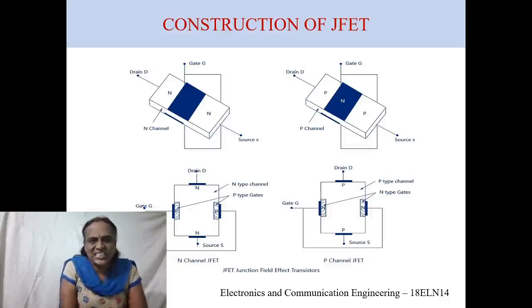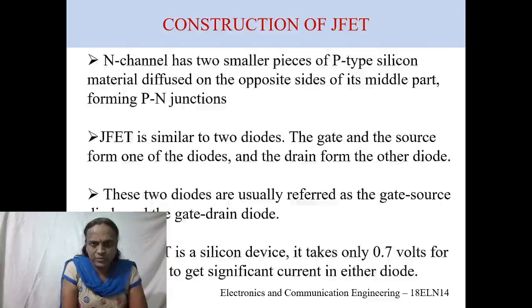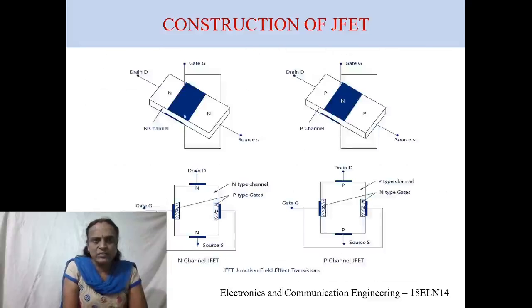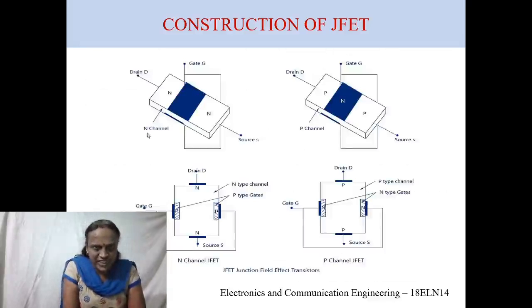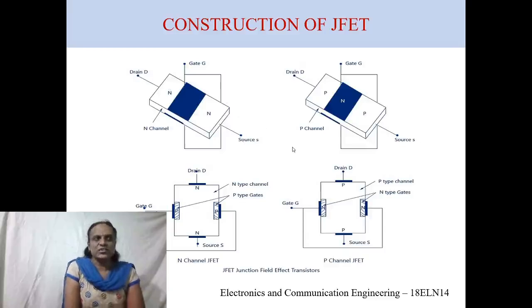Now, what is the silicon? The silicon bar which is present here, as we can see, behaves like a resistor between the two extreme terminals, namely drain and source, D and S. So the silicon bar behaves like a resistor between its two terminals, drain and source.